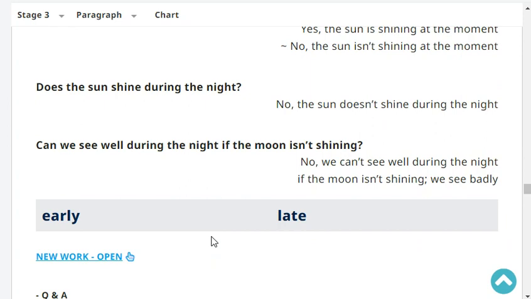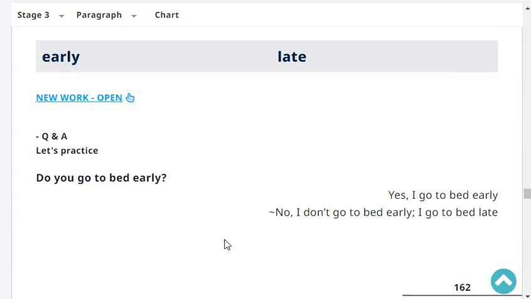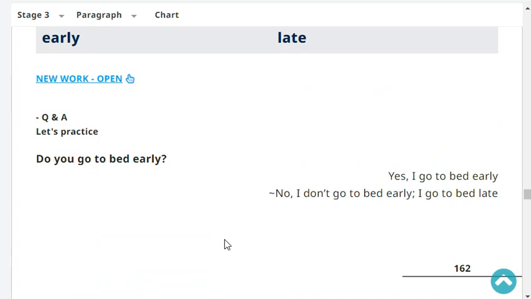Can we see well during the night if the moon isn't shining? No, we can't see well during the night if the moon isn't shining. If the moon is just shining, we see badly.